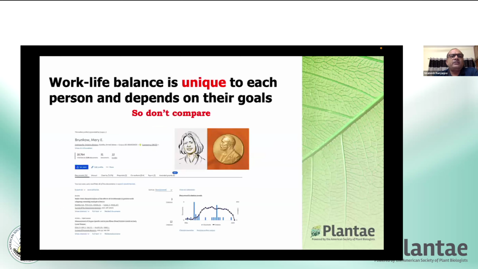And as already mentioned, it's very unique to each person, depending on their goals. So we should not compare one person to another person. To take an example, recent Nobel laureate Mary has an H index around 22 with citations of more than 10,000. But if you look at other scientists who have got the Nobel Prize, their citation is very high, plus the H index is more than 170, like that. So it depends on the uniqueness of the person, how he or she balances work life with personal life. The quality of the work matters when compared to the quantity.